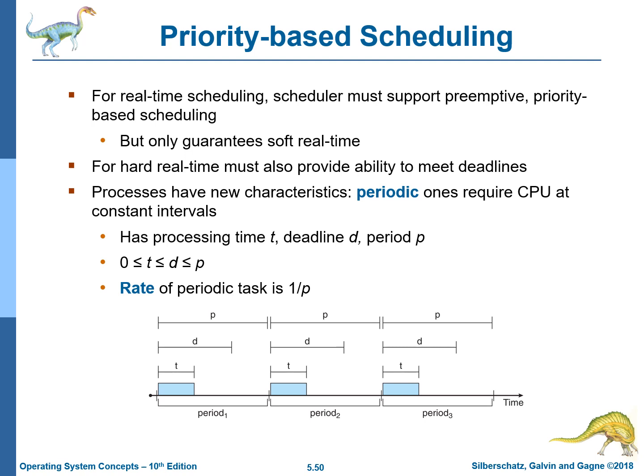Processes have new characteristics, like periodic ones that require the CPU at constant intervals. It has processing time, deadline, and period. You can see down here, the rate of a periodic task is 1/p.